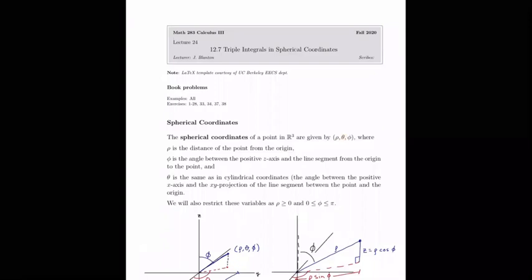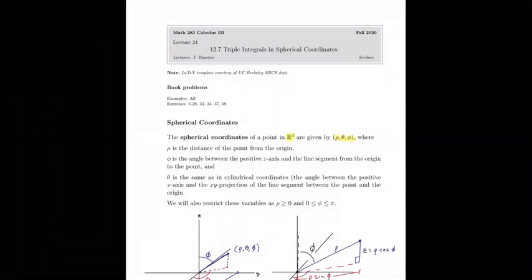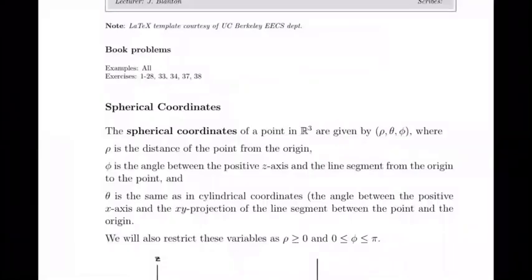And we're talking about a point (rho, theta, phi) in R3. So in three-dimensional space, we're describing a point in terms of a distance rho, an angle theta, and another angle phi. Rho is the distance from the point in R3 to the origin, (0, 0, 0). Phi is the angle between the positive z-axis and the line segment from the origin to the point. We'll see that in a diagram down below. And theta is the standard cylindrical or polar coordinate angle theta in the xy plane.